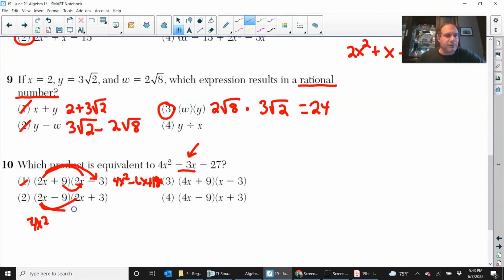2x times 3 is positive 6x. And then this negative 9 times 2x is negative 18x. That is not negative 3x. I can cancel that out.